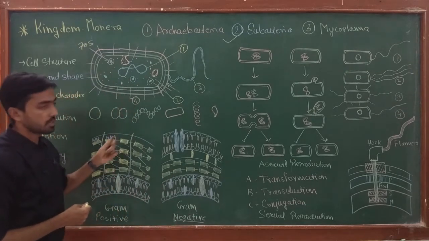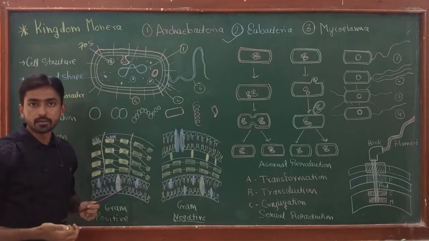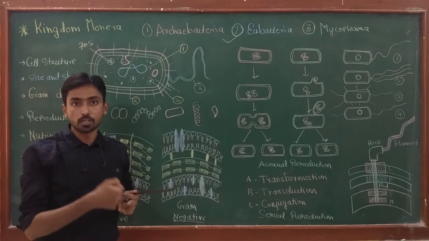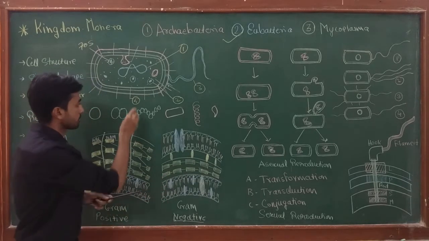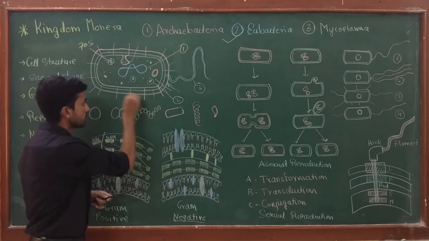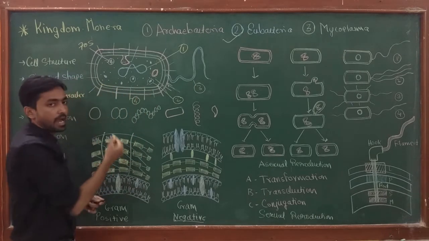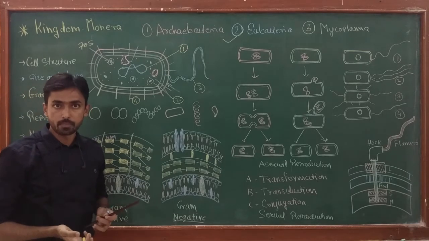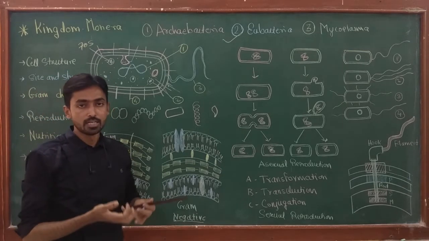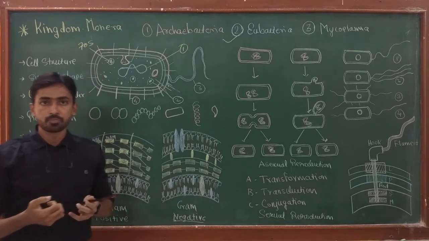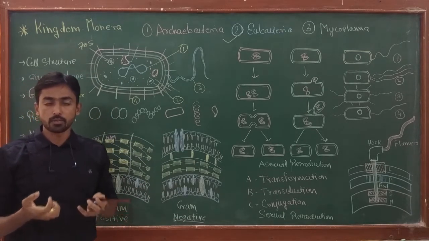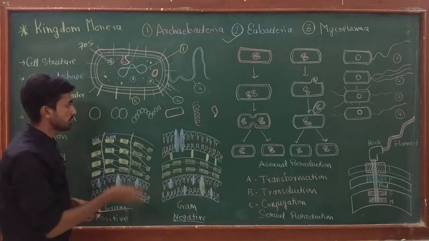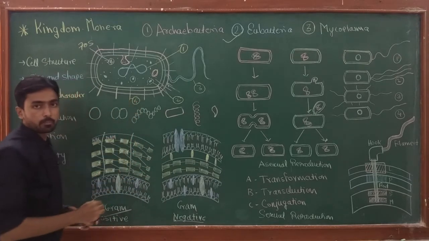Generally, pili are made up of a protein called pilin and they help in attachment of the bacterial cell to a solid surface. So pili function in attachment as well as in conjugation. Okay, conjugation is the process in which genetic material is exchanged between two different cells. For conjugation, two cells must get attached to each other, and that attachment is generally carried out with the help of pili.